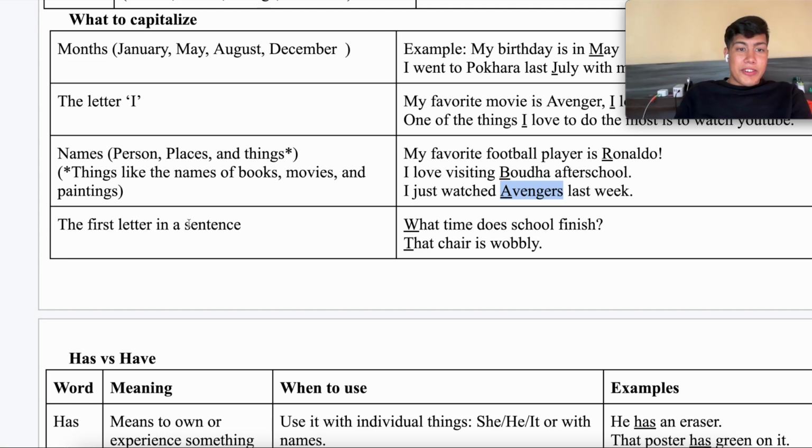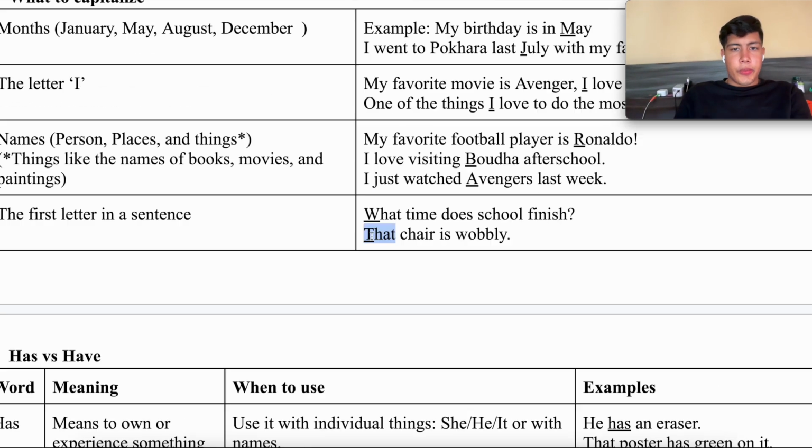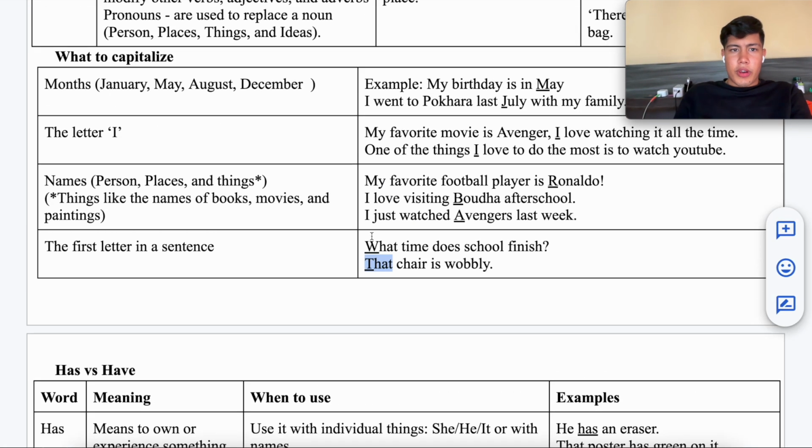The first letter in a sentence. This is obvious. When you start a new sentence after a full stop, you always capitalize the first letter of the word. That's very simple. I think that's all the major examples. I think everyone should understand this. We reviewed this a little bit and it's not too complicated.